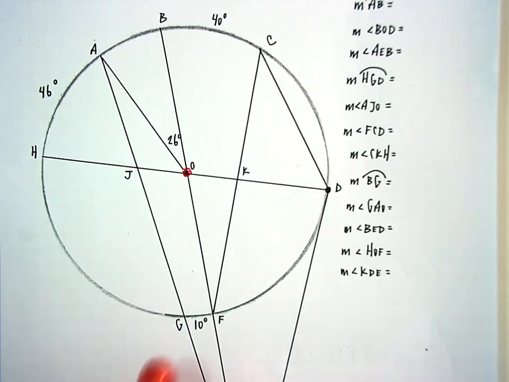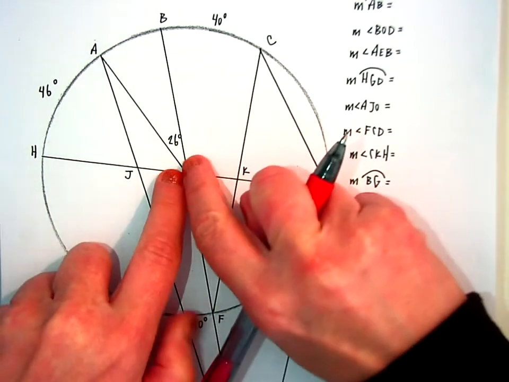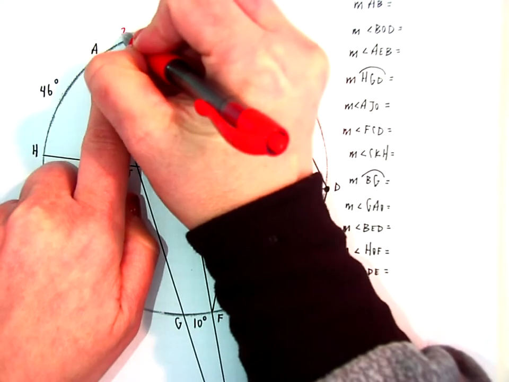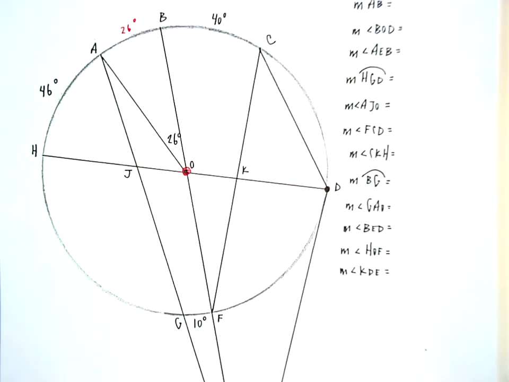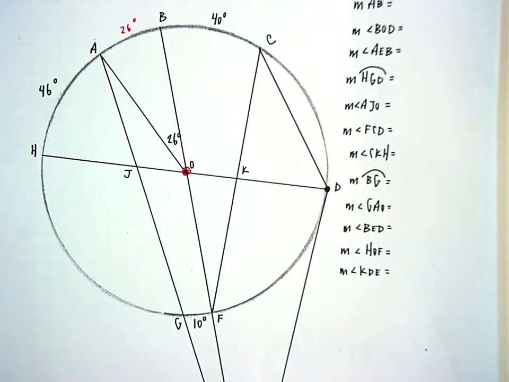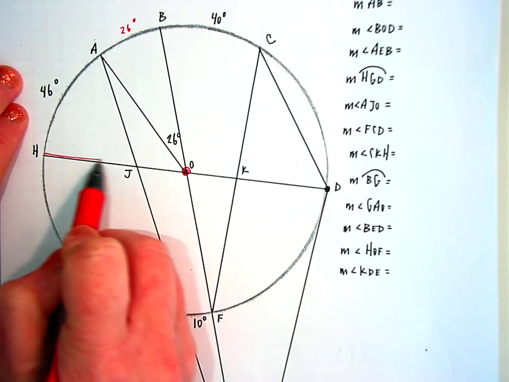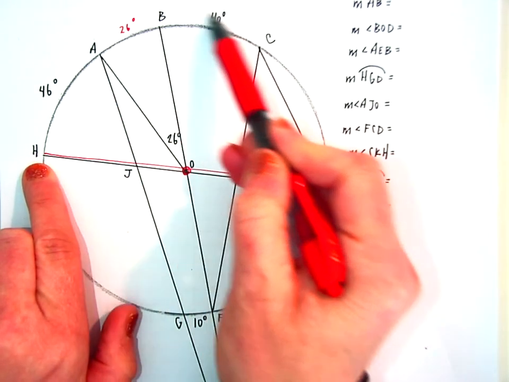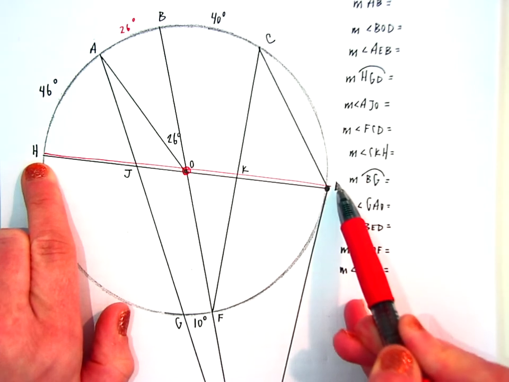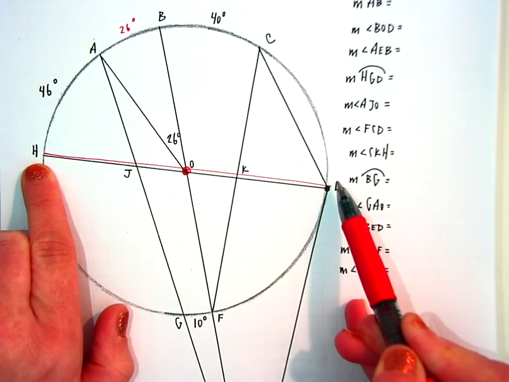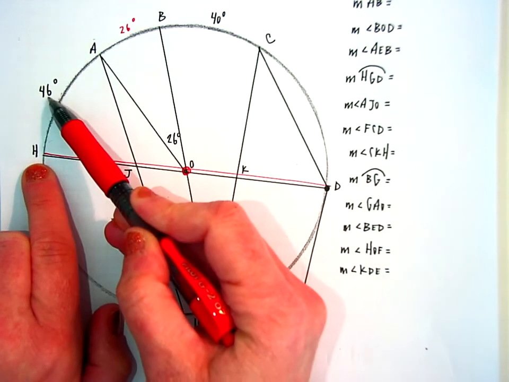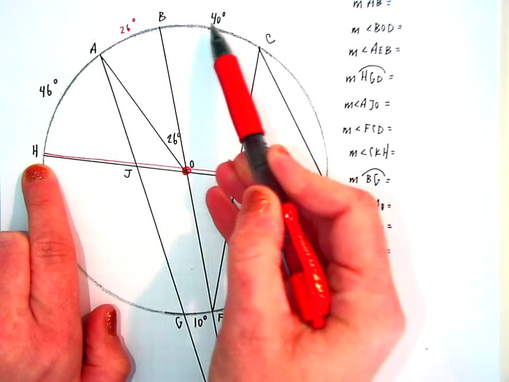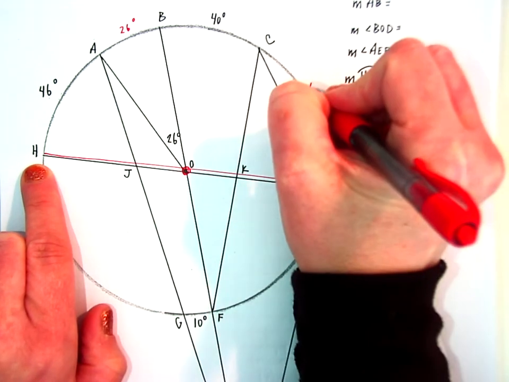Okay. So first off, I'm going to build off of that central angle of 26 degrees. So if this is 26, let me trace it up. Right, I got 26 right here as well. Okay, I also know that this is a diameter. So let me flesh that out. There's my diameter. So I know that all of these arcs together have to add to 180. So if I take 180, I subtract 46, 26, and 40, I get 68 degrees right here.